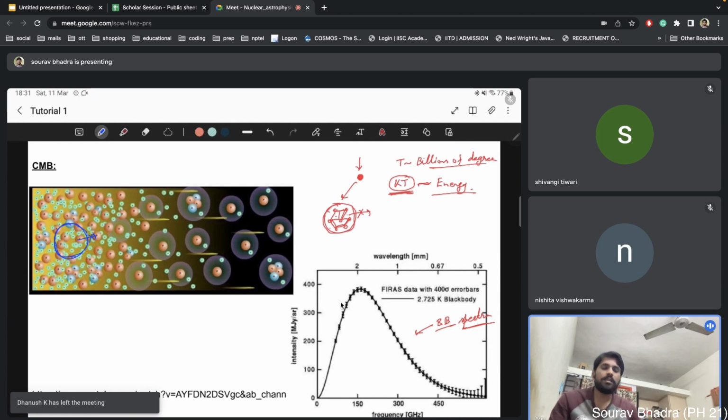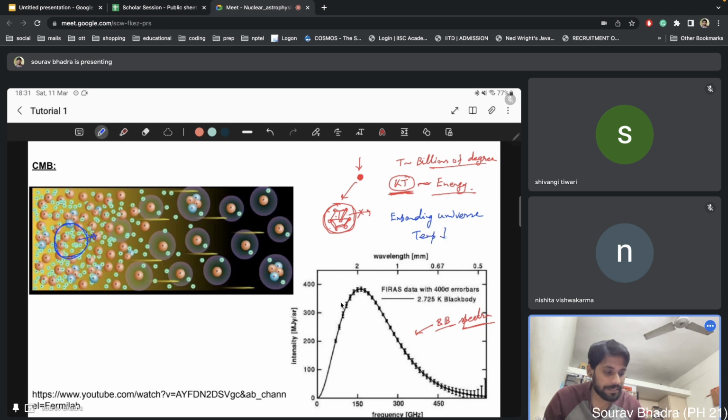Now after some time from the beginning, the universe is expanding in size, and with expansion, the temperature of the universe is decreasing. The expanding universe means the temperature is decreasing.